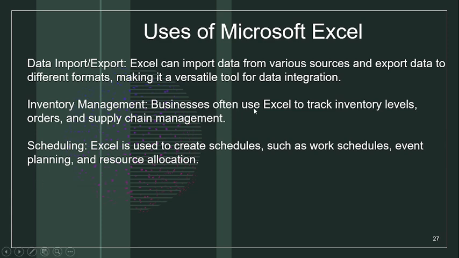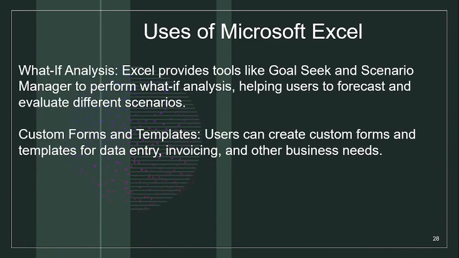Then you also have what is called inventory management. In supply chain arrangement, Excel is applied in this context. You can use it to track and understand inventory, the inflow of goods, outflow of goods, and the series from one endpoint to the other in terms of the supply chain. So it can be used to track those operations. You understand? Then the other one is scheduling. Excel is used to create schedules such as work schedules, event planning, and resource allocation. This will help us allocate different tasks to whatever needs to be allocated to.